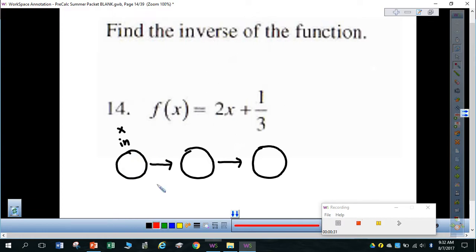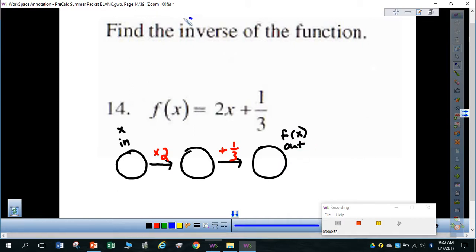Whatever x value we put into our function, imagine that number goes here. The first thing we're going to do is multiply it by 2. So that's what this means. Then we get a number, and the last thing it does is we add 1/3 onto the end. This number that comes out, we call f of x. So that's what this function machine is doing.